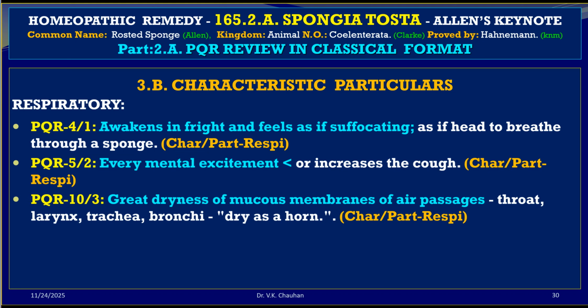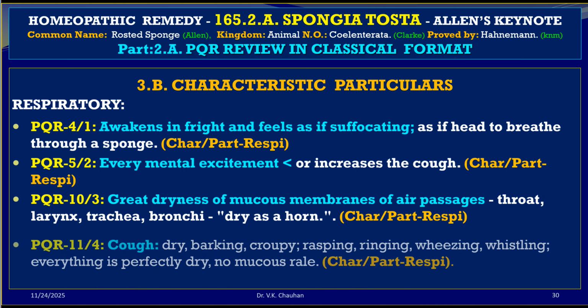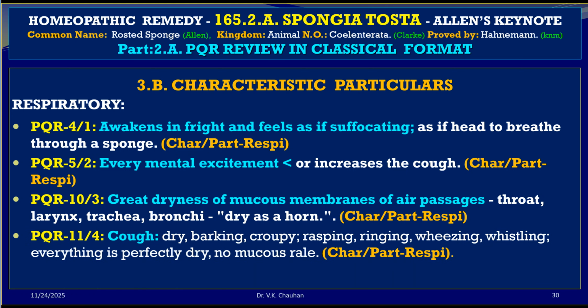And PQR 10 tells us great dryness of mucous membrane of air passages. So the mucous membrane, we have throat, pharynx, oropharynx, nasopharynx, laryngopharynx, trachea, bronchi. The whole passage is dry as horn, just like cartilage. And PQR 11 again tells cough, dry, barking, croupy, rasping, ringing, wheezing, whistling. Everything is perfectly dry, no mucus rales.